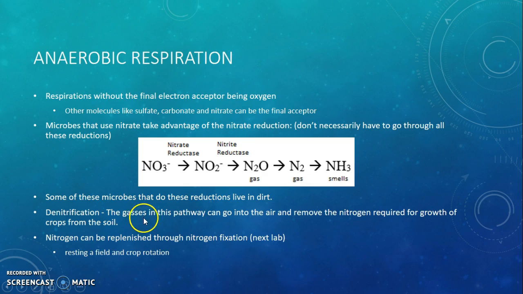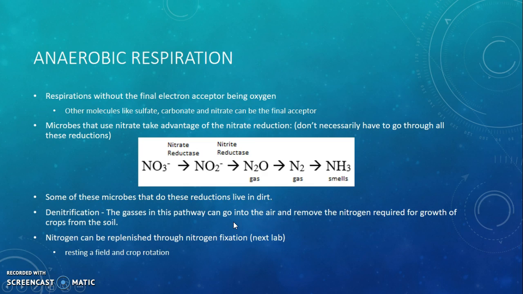So these microbes that can do this nitrate reduction, they live in dirt. As you can see, some of these end products are gases. So what can happen is it's called denitrification. It's when the gases in the pathway go into the air, and you remove the nitrogen from the dirt that stuff's growing in. So if you don't have any nitrogen, then you cannot grow in the soil.